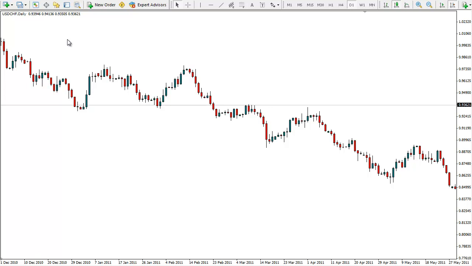I'm not saying it's the only way, I'm not saying it's the right way. I'm just literally saying that this is the way that we use them, and it's actually one of the more common ways that people use these Fibonacci retracements in their trading.